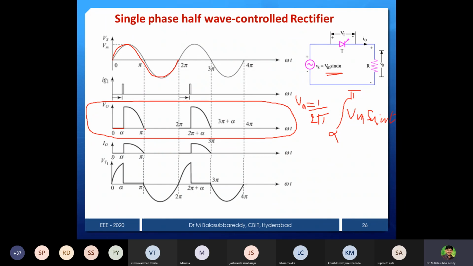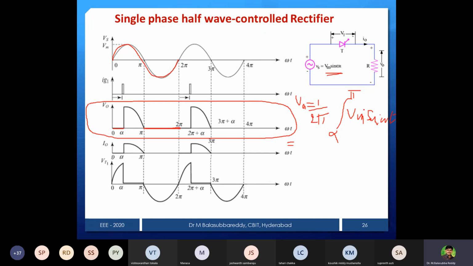Plus what next, up to 2 pi, no? From pi to 2 pi, what will happen? Output is 0. So no need to do. So initially from 0 to alpha, output is 0, plus alpha to pi Vm sin omega t, plus pi to 2 pi 0. So you just integrate only this.